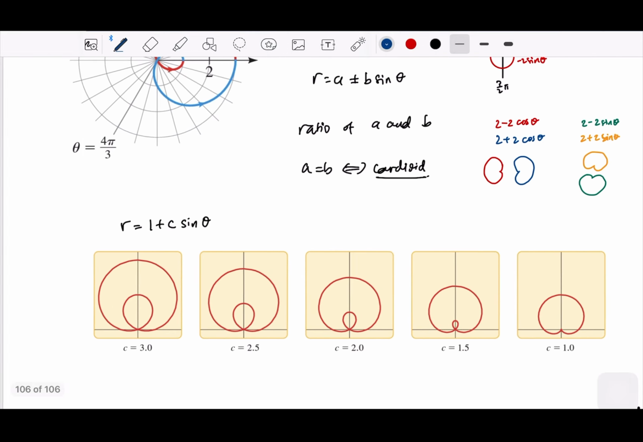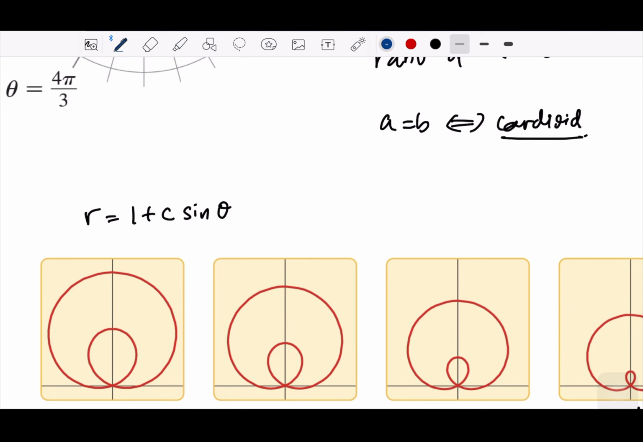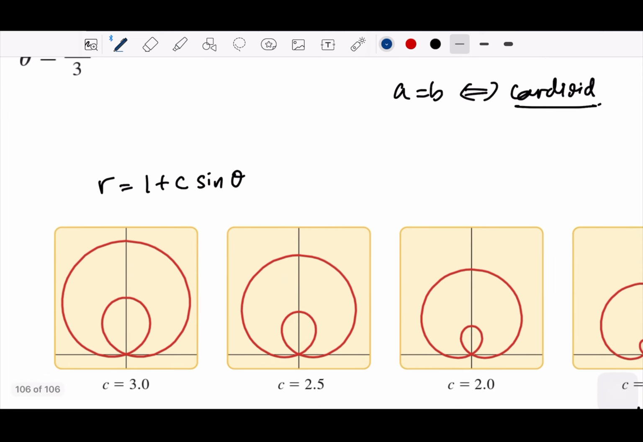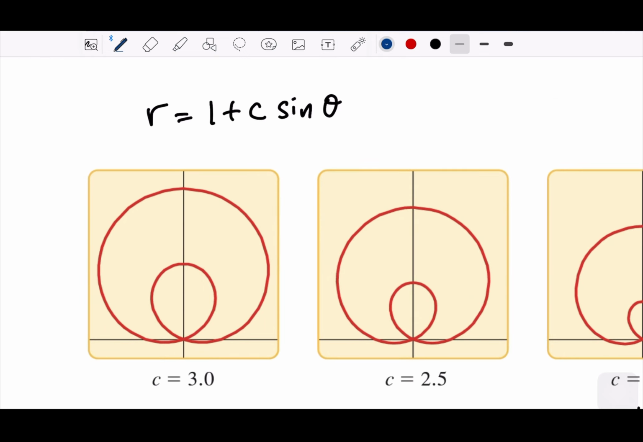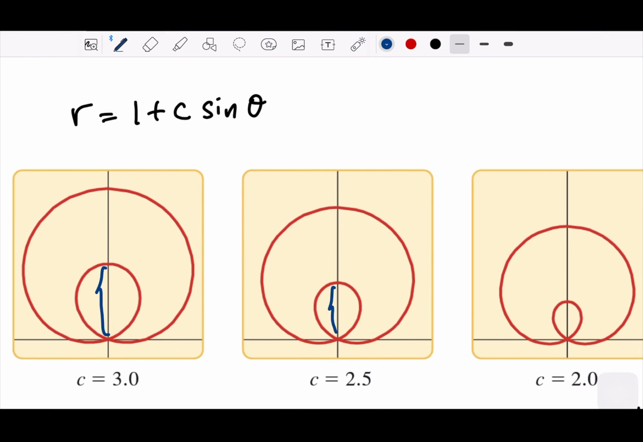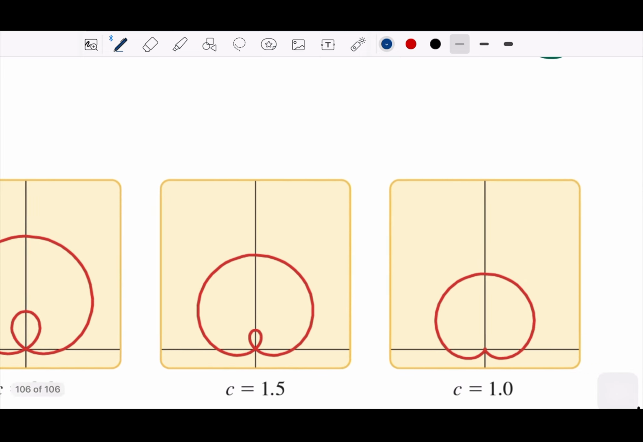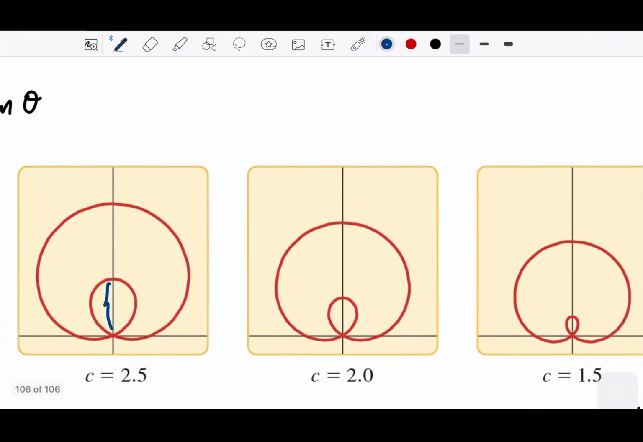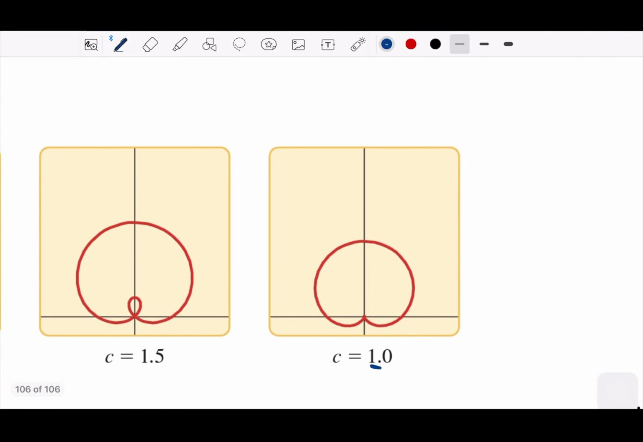And if we have 1 plus c sine theta, and we take c as large as possible, we see that the inner loop is getting large. And when we take c as small as possible, slowly, we see that the gap between the inner loop is getting smaller, up until they are equal to 1. When they are equal to 1, it becomes a cardioid.